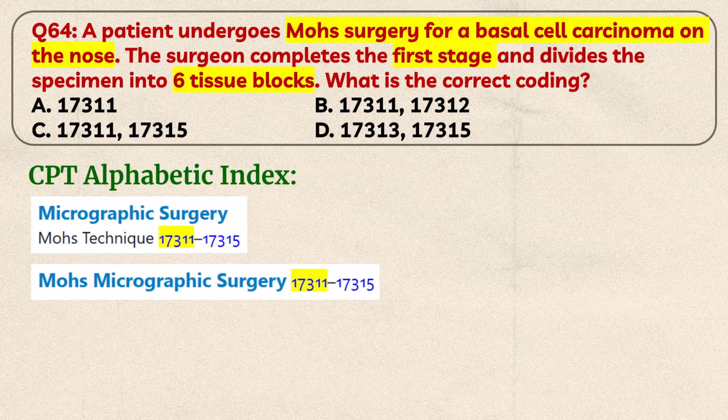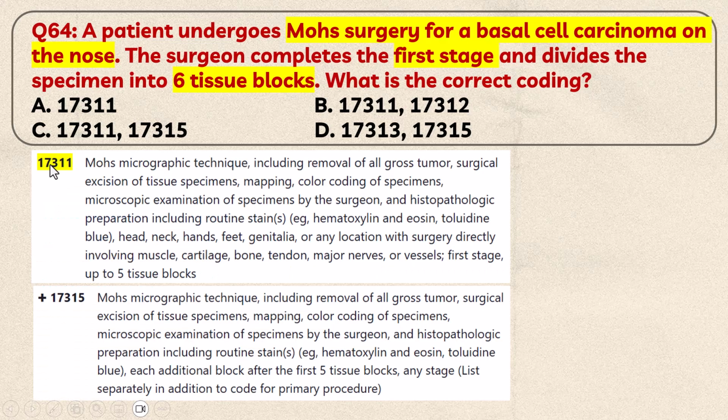So in the CPT alphabetic index, you can find the answer in 2 ways. First, go for the index term micrographic surgery, then go for the subterm Mohs technique. Or else you can directly go for the Mohs micrographic surgery. It will lead to the following code series, 17311 to 17315. Once you come back to the tabular list, 17311 is Mohs micrographic surgery, including removal of all gross tumor, first stage up to 5 tissue blocks.